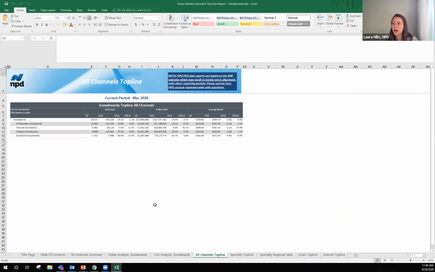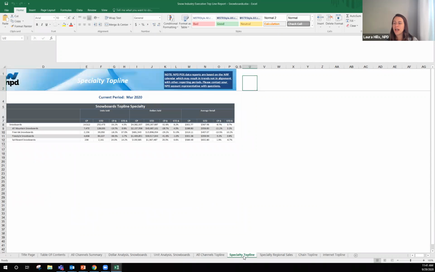Your all channels top line. This is going to give you, again, the breakout by snowboards, both for the current period, but then you'll see units sold, dollars sold, and average selling price, as well as those percent changes. And then you can get each of the channels broken out separately. So specialty top line, this is going to be your snow specialty channel and the performance of each of those snowboard segments within it. Chain top line is here and internet top line is here.